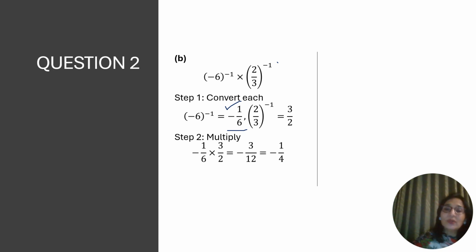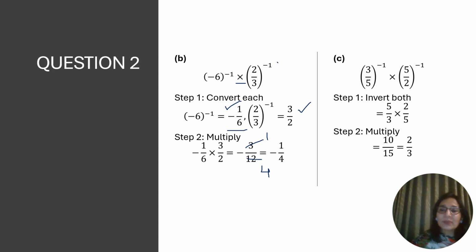Again, what you have to do? Just reciprocate. So this becomes 3 upon 2. And what is the sign in the question? The sign is multiplication. So the values you have got after reciprocating, you just have to multiply. So minus 1 upon 6 into 3 upon 2 will give you minus 3 upon 12. And you have to reduce it to the lowest term, 3 ones are 3 and 3 fours are 12. So it becomes minus 1 upon 4.